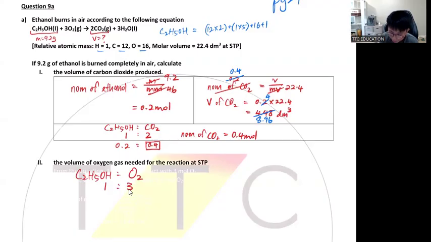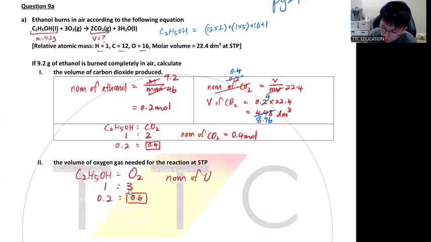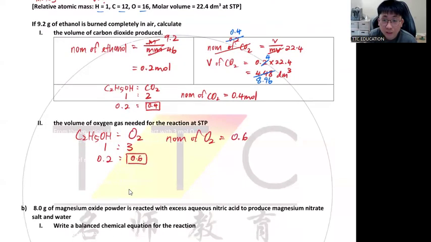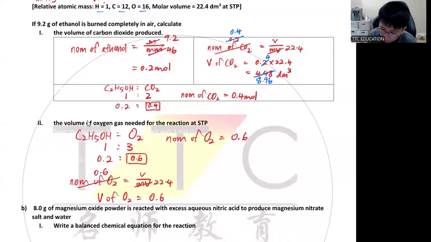Okay, 1 to 3, then 0.2, now your O2 is 0.6. So we have number of mole of oxygen is 0.6. Good. Then use the 0.6 to calculate volume. So number of mole of oxygen equals volume over molar volume, 0.6 and 22.4. So volume of oxygen, 0.6 multiply 22.4, 13.44 dm³.